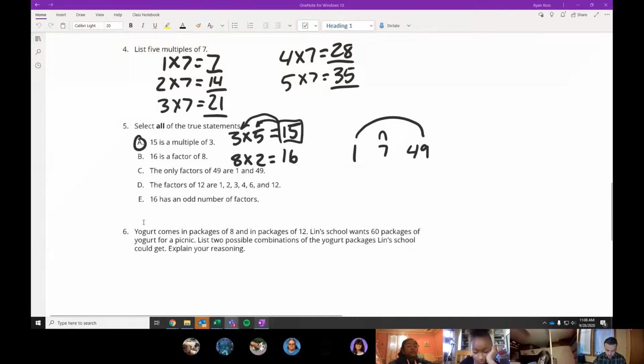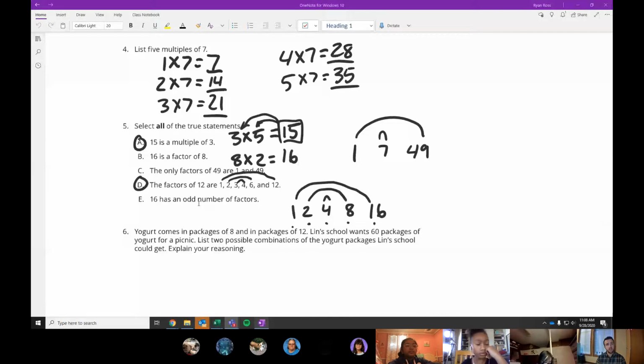D says the factors of 12 are 1, 2, 3, 4, 6, and 12. Well, that is true. If we were to actually connect these together, there's our little factor rainbow, small little factor rainbow. So D would be true. And then 16 has an odd number of factors. Let's make our factor rainbow again. We have 1 and 16. And then we have 2 and 8. We have 4 and 4. So we have 1, 2, 3, 4, 5 factors. Those are 1, 2, 4, 8, 16. So therefore, 16 has an odd number of factors is true.